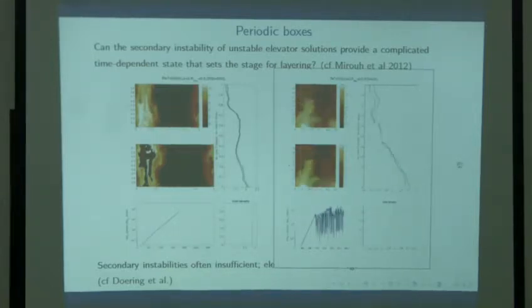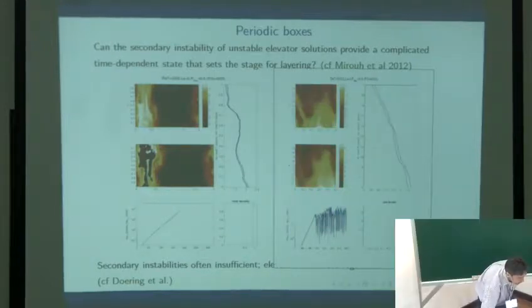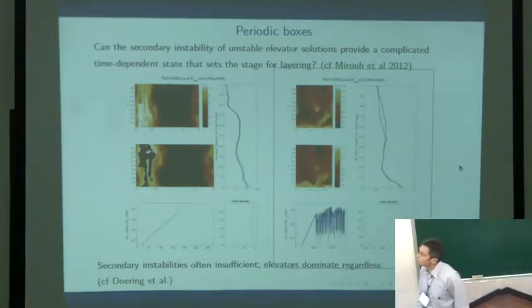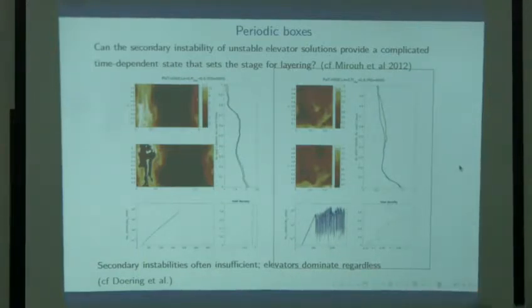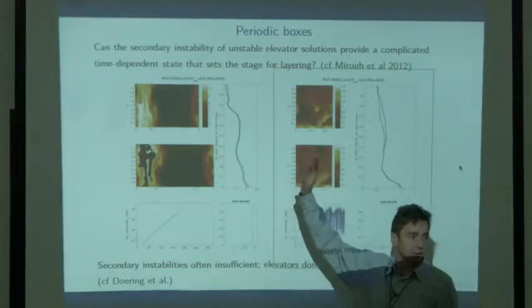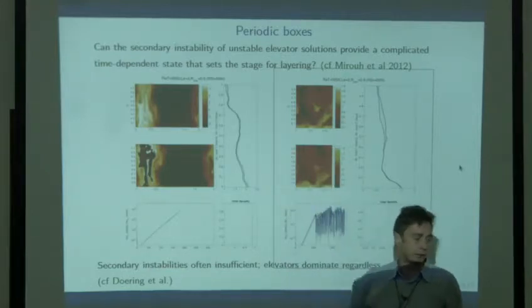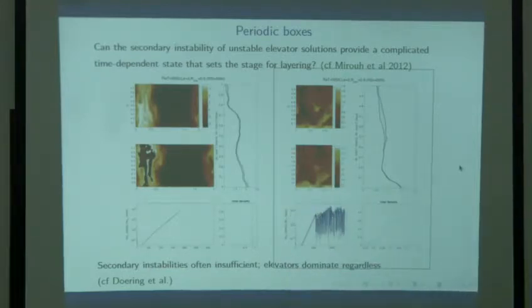How big is the box now compared to the elevator scales? In terms of the elevator scale, so the... How many elevators per box? So in this particular case, the most unstable mode is the biggest wavenumber in the box. So the elevators that grow are the ones with just one wavelength in the box. Okay.